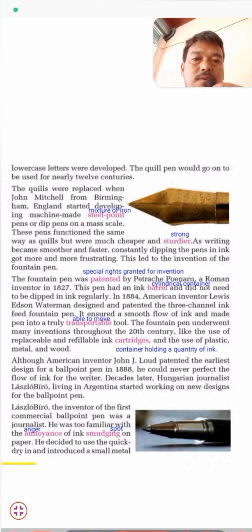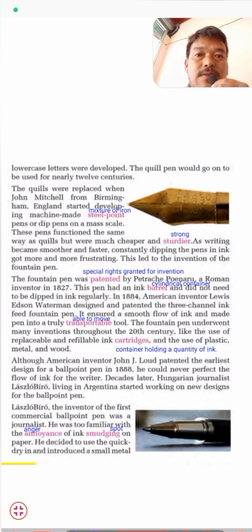The fountain pen was patented by Petrache Poenaru, a Romanian inventor, in 1827. A patent means a right granted for a new invention. This pen had an ink barrel, a cylindrical container, and did not need to be dipped in ink regularly.